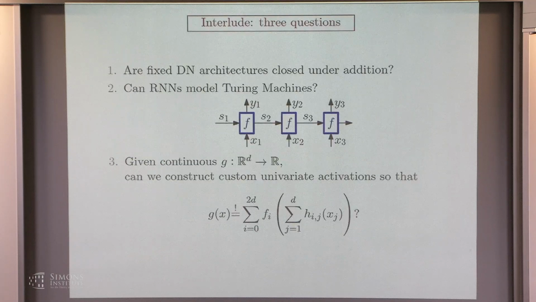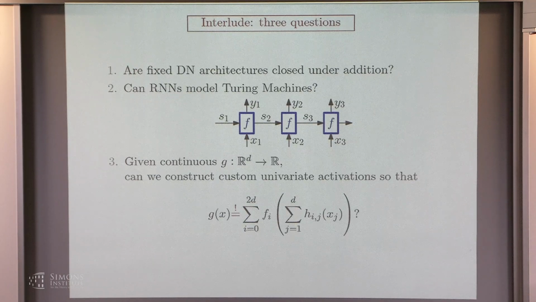Just a little teaser, depending on how much time we have. Just 3 little questions if you want to puzzle yourself with them. We'll answer them at the end if we have time. Or you can just hunt me down. So question number 1 is, for a deep network, if I fix the architecture, is it closed under addition? So can I take 2 of these, add them together, and stay within the function class? Okay. That's question number 1.